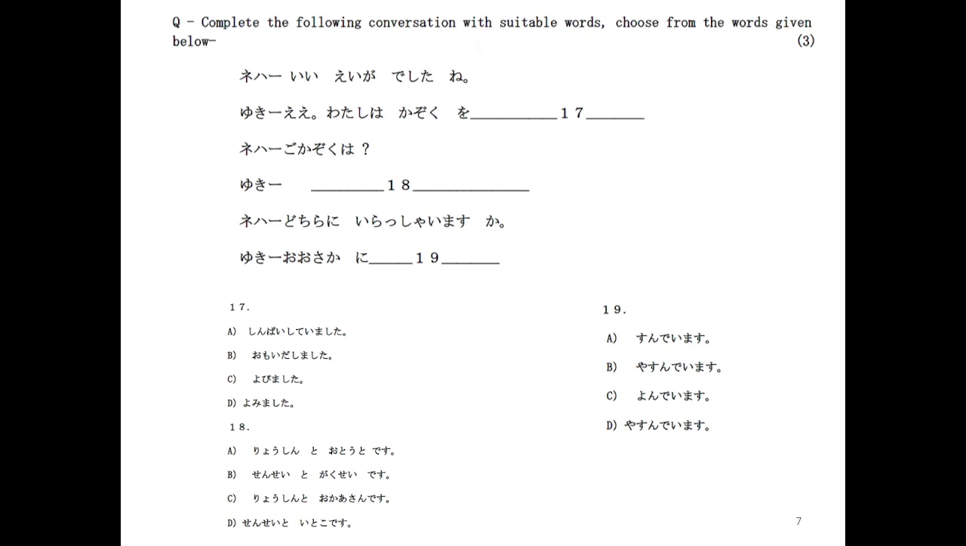Two people, Neha and Yuki, are having a conversation. You have to choose the suitable words following the conversation which is happening between them. Neha says, いい映画でしたね. Yuki says, 私は家族をダッシュ. So what is going to come here? The correct answer is 思い出しました, which means to remember or recall, which is option B.